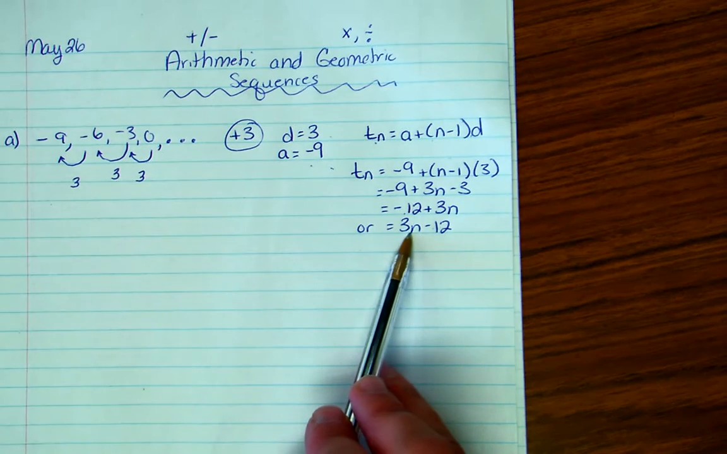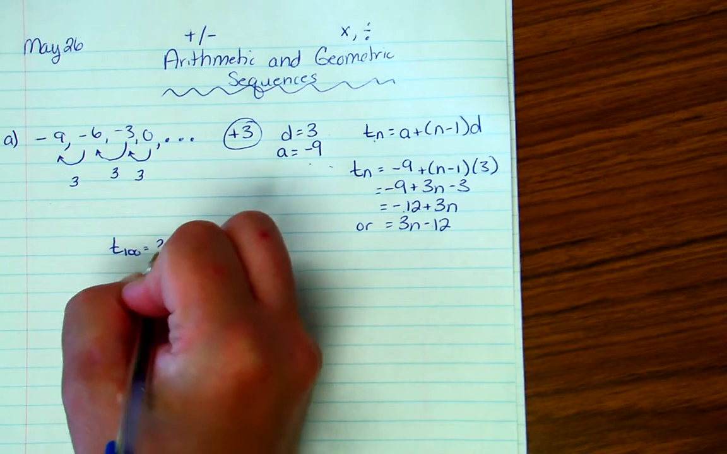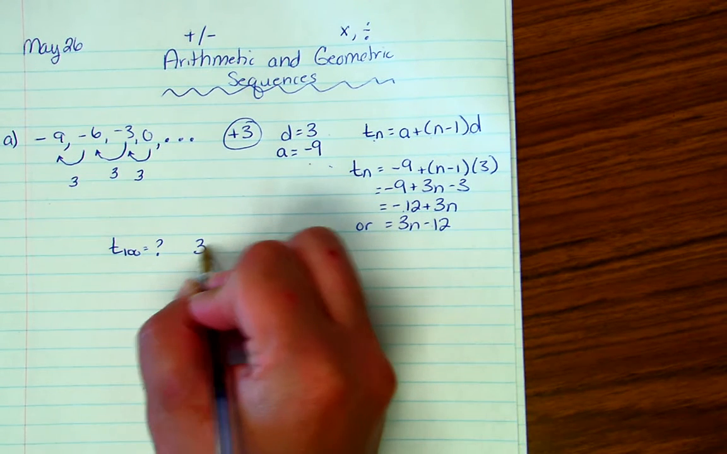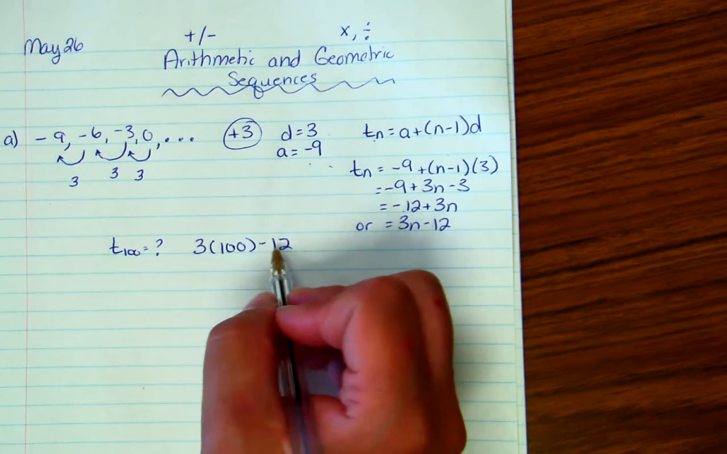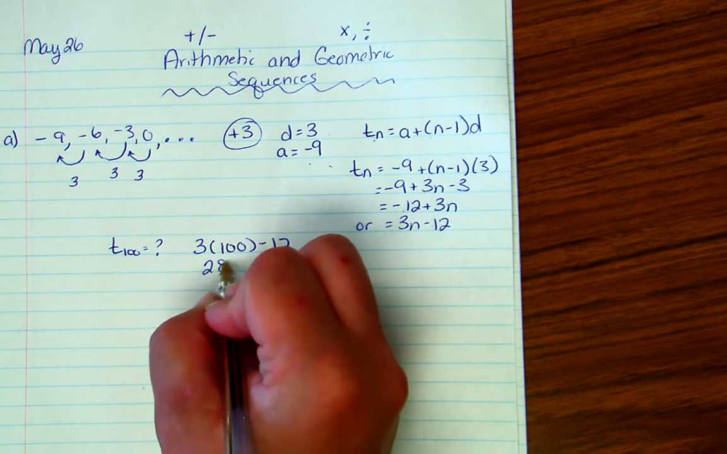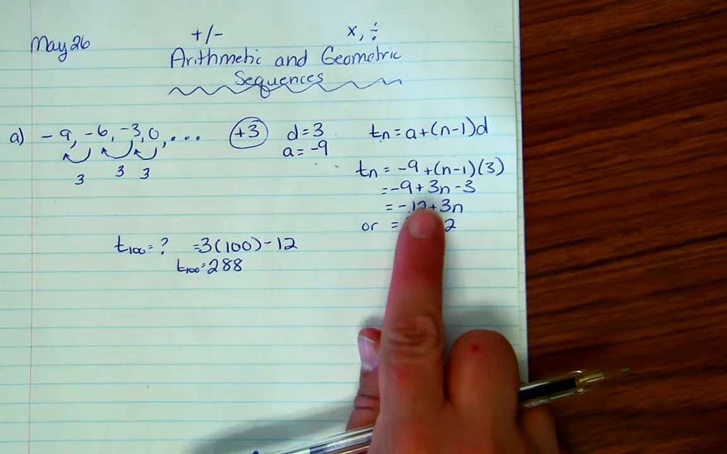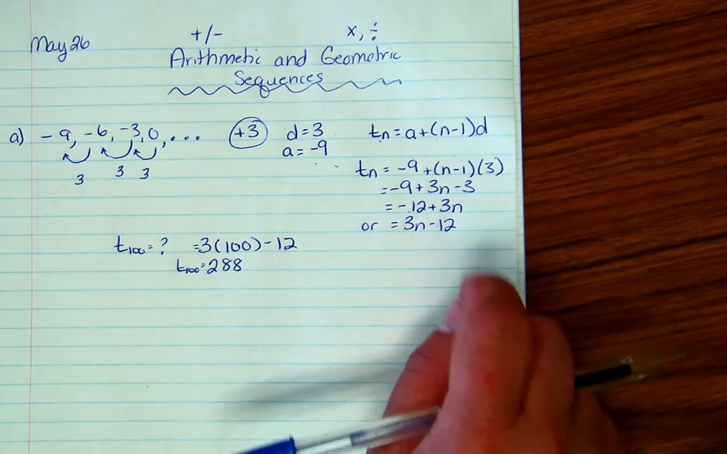So now if I wanted term 100, there's no need for me to generate all the terms. Term 100 would simply be 3 times 100 minus 12. So that's going to be 300 minus 12, which is 288. So that's what the general rule is for. Don't leave it like this. We always clean it up by multiplying in.